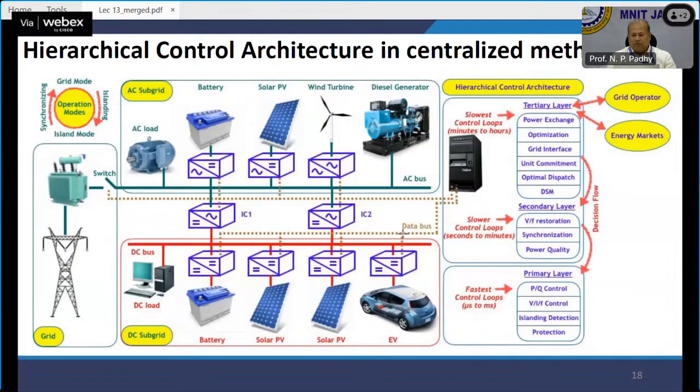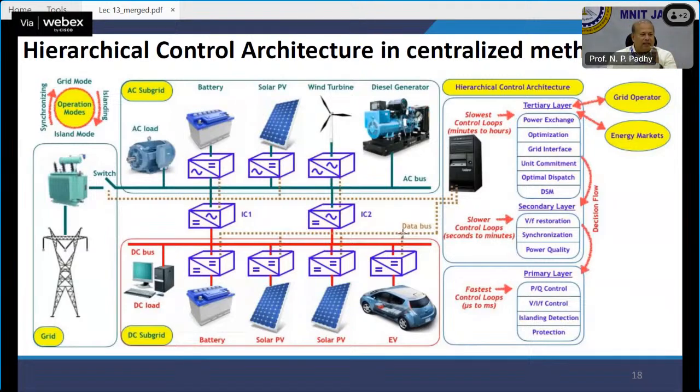So this is what we do, and here you can see the slower control loops. There are three different layers, and this is a very important diagram. All of you please concentrate. First of all, you have a grid. The grid is operating like a switch, in islanded or grid-connected mode, grid mode or island mode. And then you have the transition of the grid to islanding or islanding to grid.